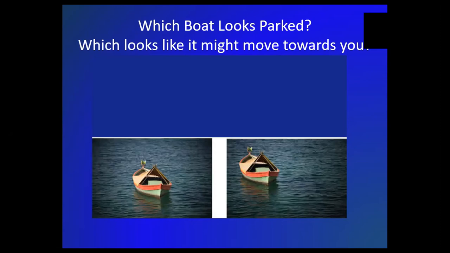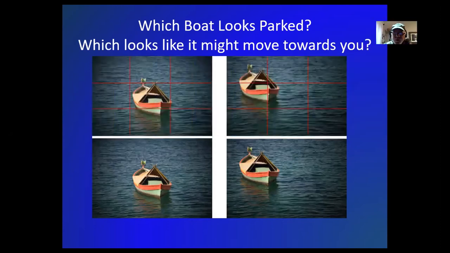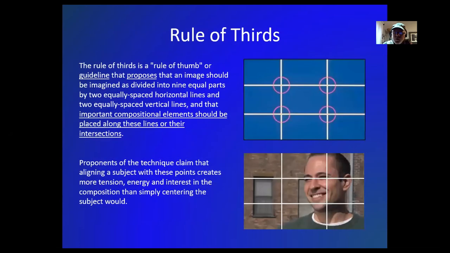So those of you who said that the one on the right looked like it would be moving and the one on the left is parked, you are basically believers then in the rule of thirds. And in the rule of thirds, what you do is you divide your photo up into a tic-tac-toe board. And many people believe that the primary image in a photo that falls either along the lines, either horizontally or vertically, and especially if the primary subject falls on the intersection of these lines, that the picture is better than if it doesn't. And the proponents will claim that aligning the subject creates more tension, more energy, more interest in the particular photograph.